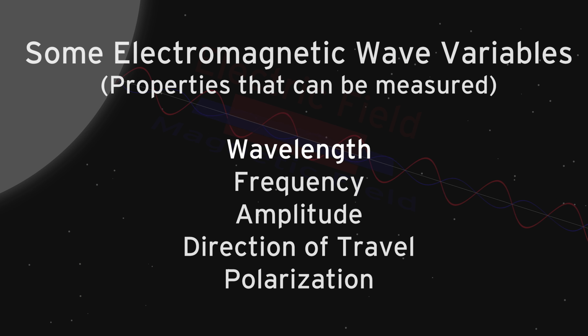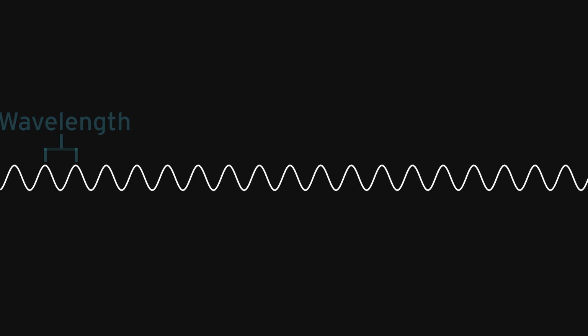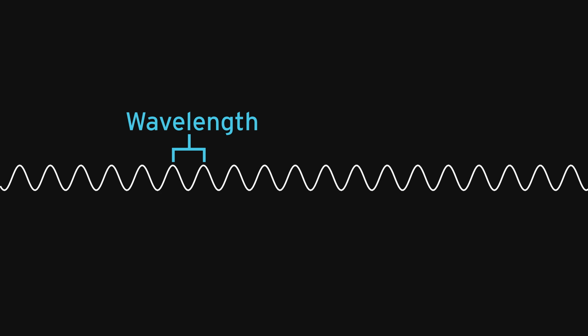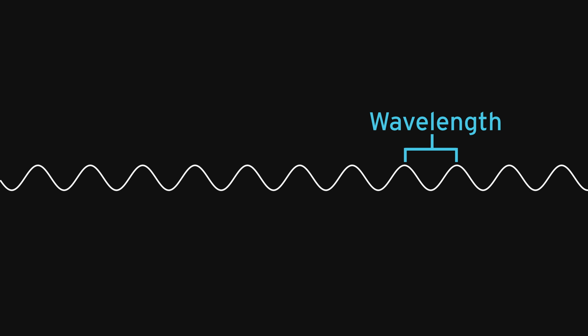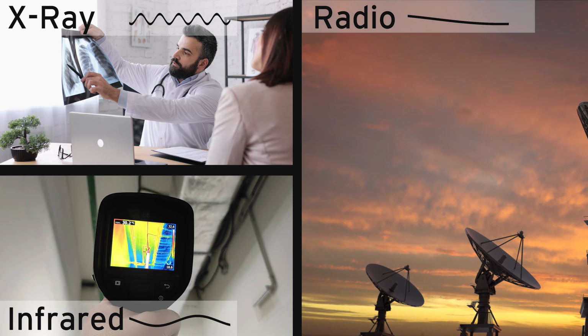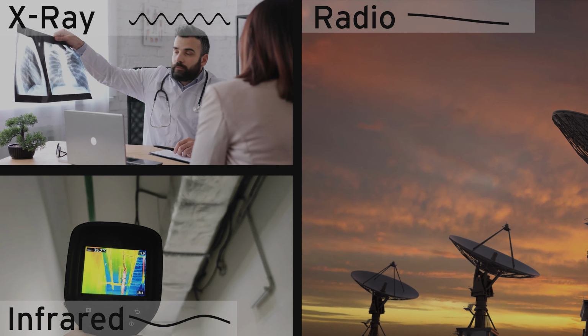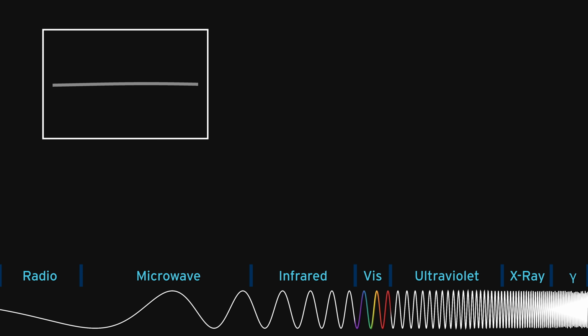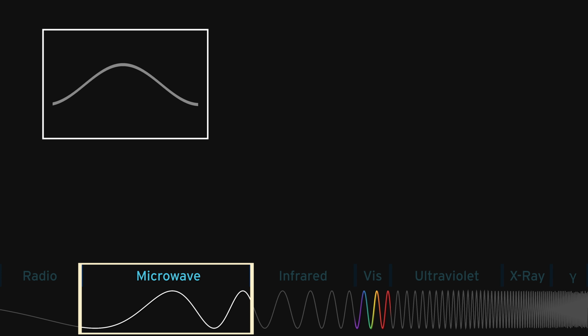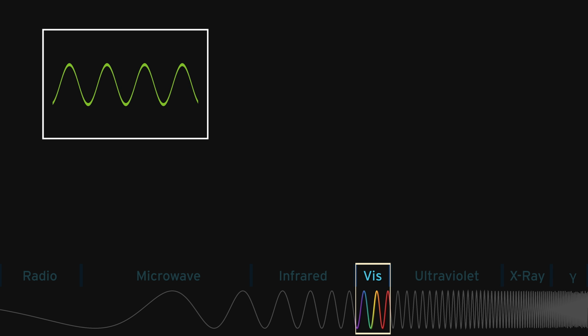Instead, our focus is on a variable of waves called the wavelength. Wavelength is the distance between repeating parts of a wave, such as peak to peak. Changing the wavelength changes how the wave interacts with matter, which is why different parts of the electromagnetic spectrum behave differently and are useful for different purposes. When we organize electromagnetic waves by wavelength, we get the electromagnetic spectrum. The categories we use are created by scientists to help describe how these waves behave and how we use them.